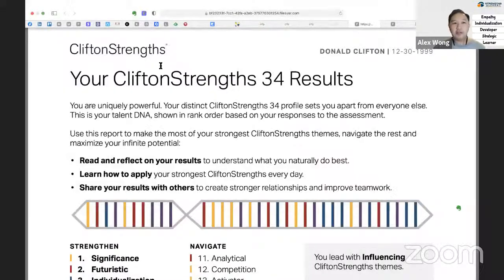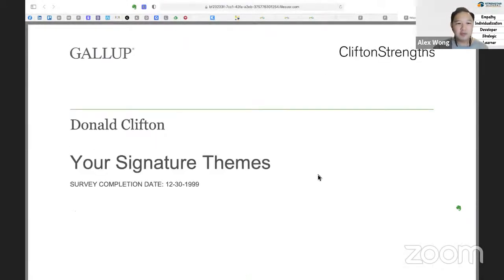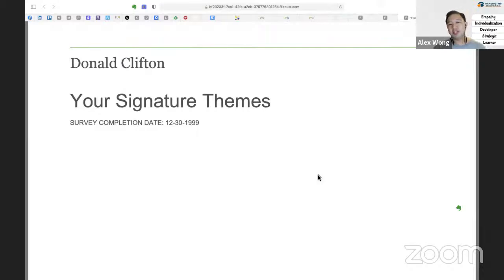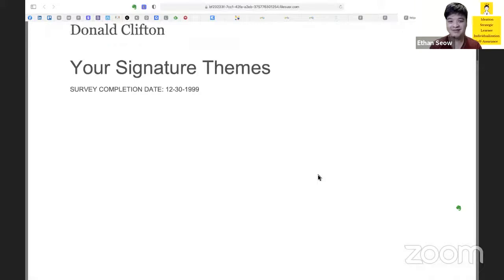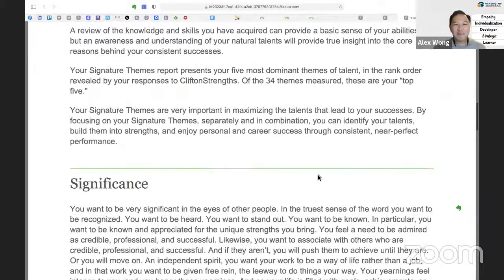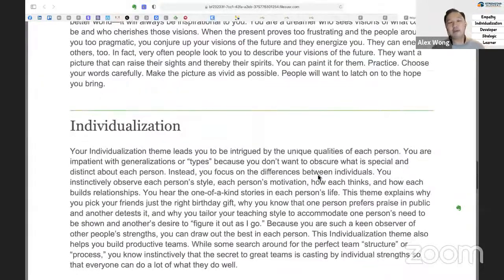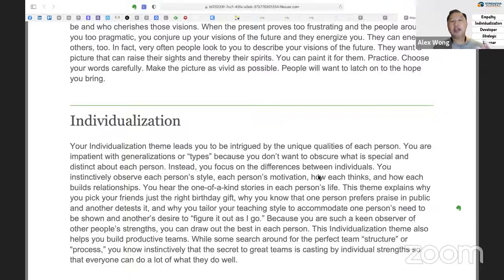So I'm just going to very quickly share a number of the reports that we have. We're going to start a little bit with the Strengths Finder reports. So you start off with what we call your signature talent teams or signature team report. Wow, 1999. Yes, it's Don Clifton's report. So you do have your top 5 in your signature team report. And what it does is it gives you the generic description of the talent teams. So anyone who has individualization, this would be the exact same description that they have.